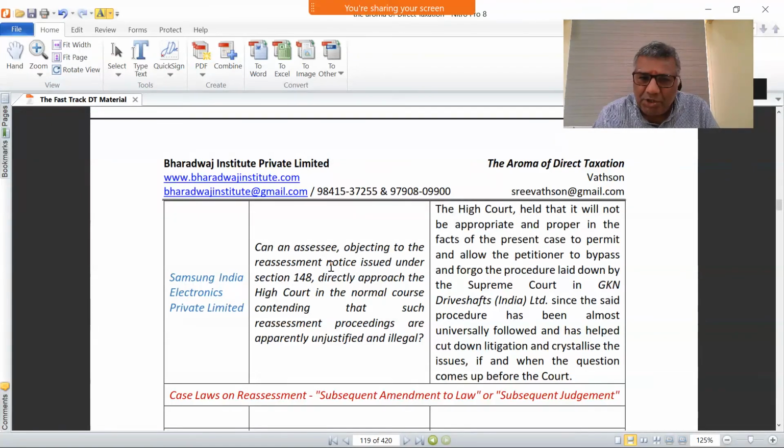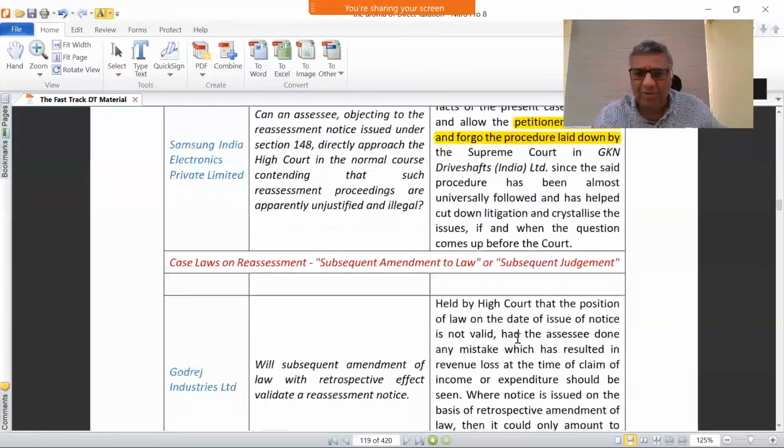Can the assessee objecting to the reassessment notice issued under 148 directly approach the High Court in the normal course? Not possible. The High Court held that it will not be appropriate and proper in the facts of the present case to permit and allow the petitioner to bypass and forego the procedure of law. Okay, there is a methodology in which you have to appeal, and you cannot do it without that. Since the said procedure has been almost universally followed, you cannot bypass it.